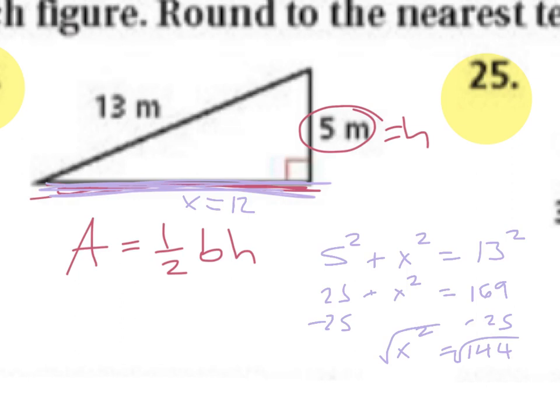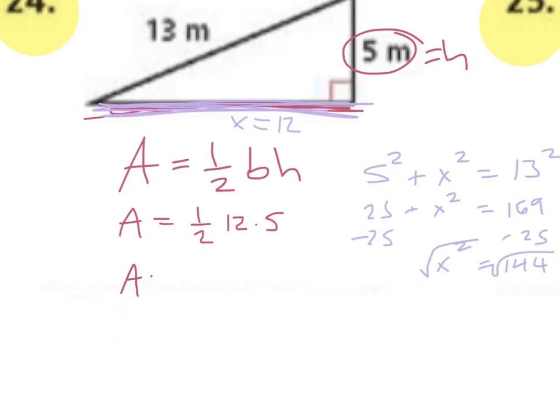So now this x is our base, we said, so we're just going to plug everything into our formula. We have our area is equal to 1/2 base, which is 12, and height, which is 5. So our area is 6, so I'm just multiplying these two first. So 6 times 5, which gives us an area of 30. And it gives us meters in our problem, so our area has to be meters squared.